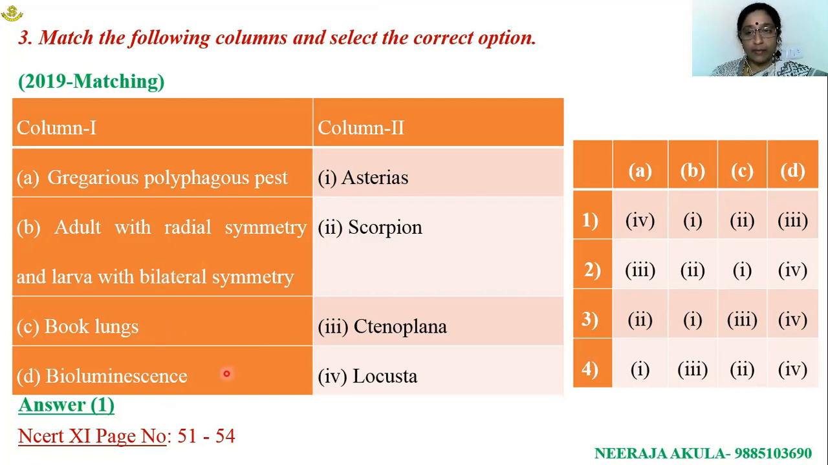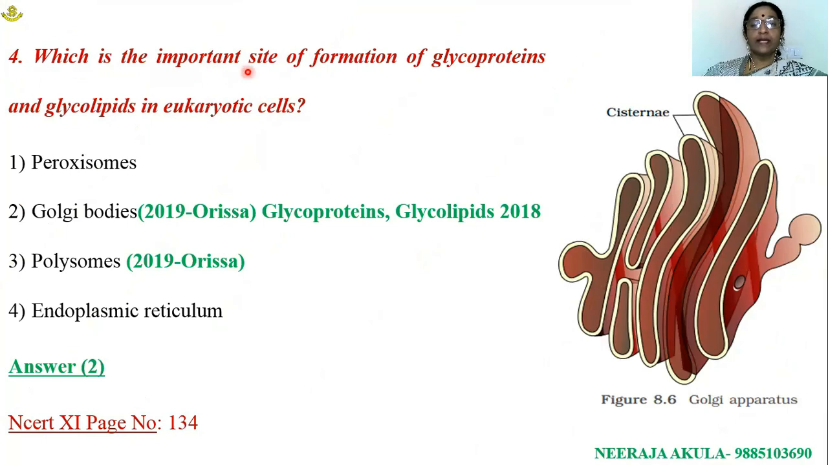Bioluminescence. The organisms which emit light are known as bioluminescent organisms. The light which is emitted by these organisms is known as cold light. Luciferin is a protein responsible for emission of this cold light under the influence of luciferase in majority of the organisms. So here, right from bioluminescence, which organism exhibits it? Ctenoplana. These are the members of Ctenophora. The answer is 1.